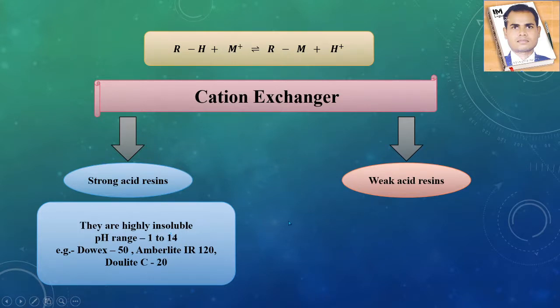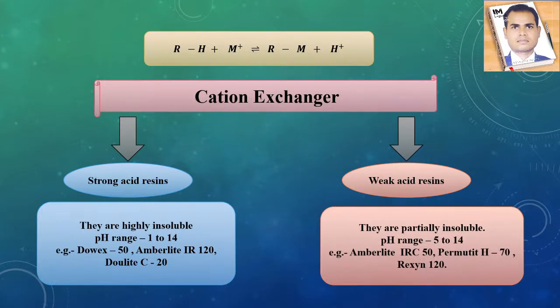Now we have to see the weak acid resins. They are partially insoluble. They are not completely soluble in water, and the pH range is 5 to 14. For the weak acid resins, we can take examples: Amberlite IRC50, Permutit H70, and Zerolit 120. So these examples we can use as weak acid resins.